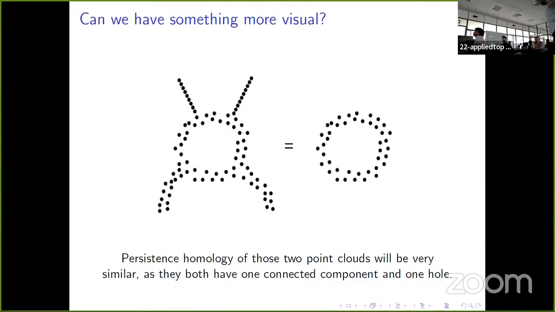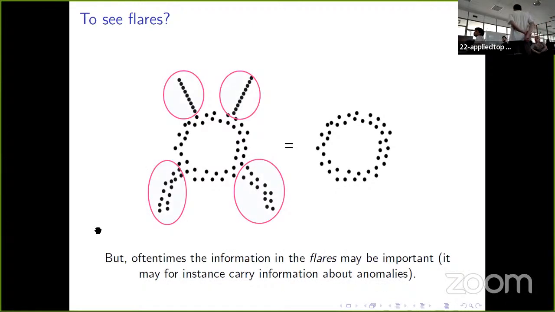But somehow, let's go back to the motivation from Datasaurus and Scobet's chapter. Sometimes we want to visualize it. You want to have something visual. For instance, if you look at those two data sets, from a perspective of persistent homology, they will be very similar. One cycle, roughly one connected component. Sometimes those things, which we call flares, are important. How can we detect flares?